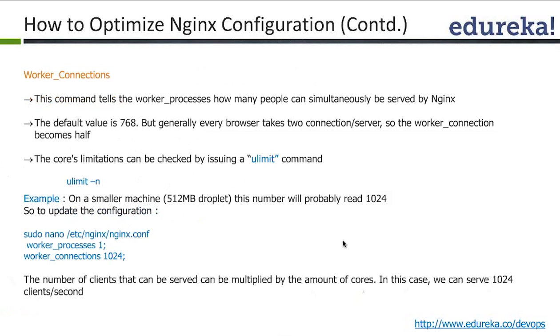The number of clients that can be served is multiplied by the number of cores. So in this case, we can serve 1024 clients per second. But again, these are all parameters that we will do a stress test to find and understand, because it all depends on the application and the way you have designed it. Then we do an extensive test to come to a conclusion. But these are general pointers to know where you can actually fine tune things.